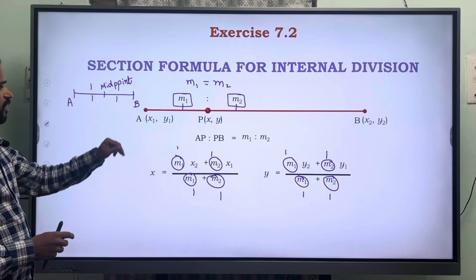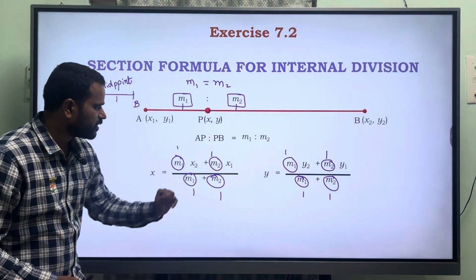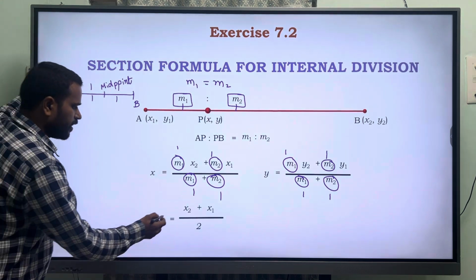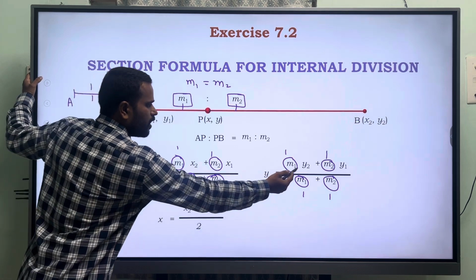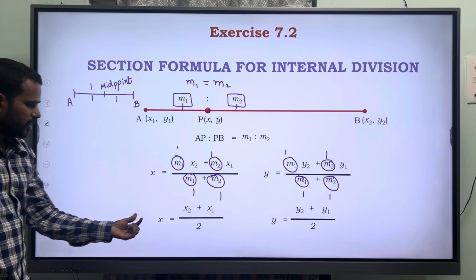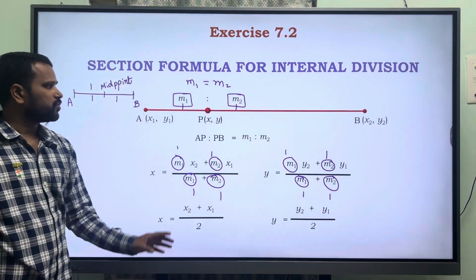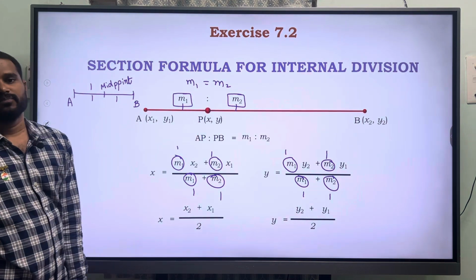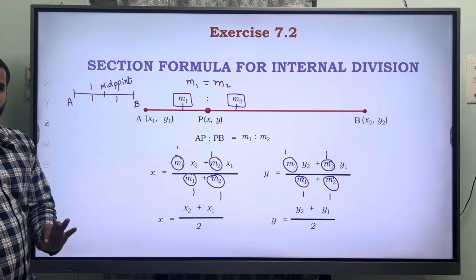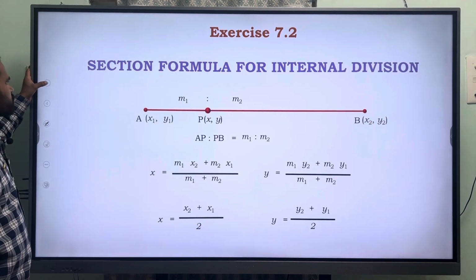So, when the ratios are equal, what will happen? 1 into x2 is x2, plus 1 into x1 is x1, by 1 plus 1 is 2. That is (x2 plus x1) by 2, and similarly (y2 plus y1) by 2. So, the midpoint is nothing but ((x1 plus x2) by 2, (y1 plus y2) by 2). That will be the coordinates of the point P. So, these two formulas are enough to do this particular exercise. Let us move into the exercise.